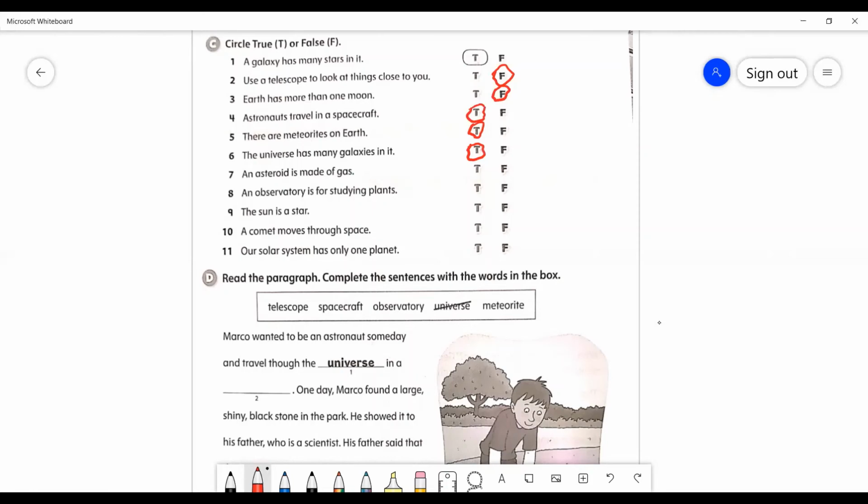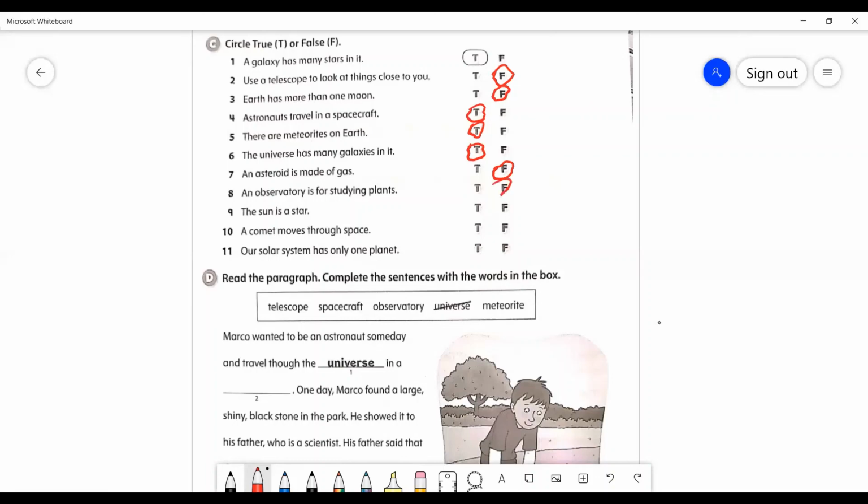Number 7: An asteroid is made of gas. So this statement is false, so I circled F. Number 8: An observatory is for studying plants. This statement is false. I will circle F.